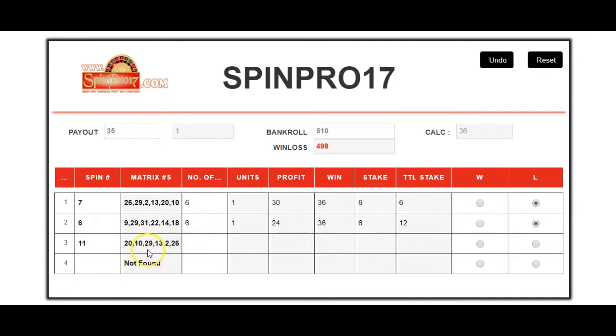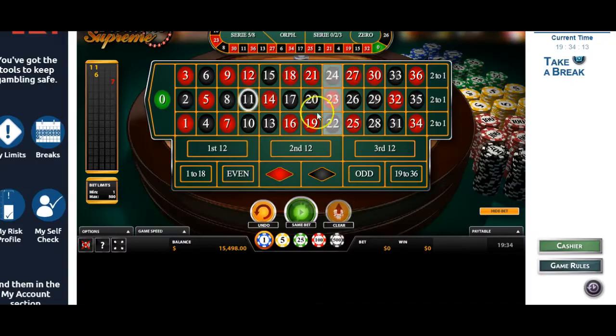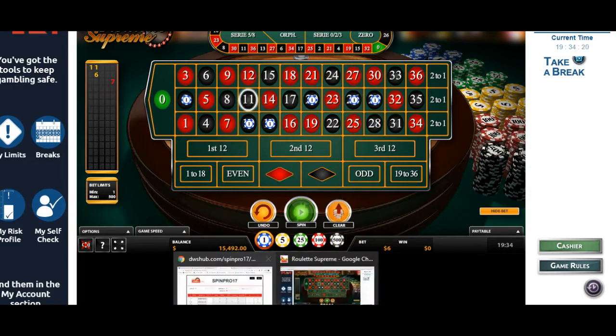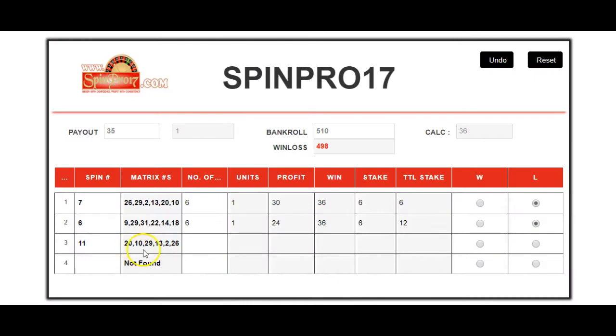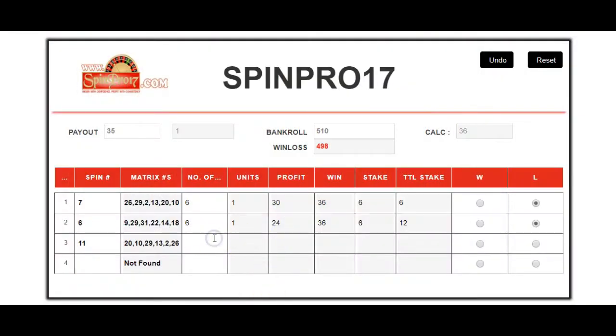Once you have put these in, if you put number 11 here, these numbers are going to change. Even though there were original numbers here, they changed because we actually clicked on this by accident, that's okay. So 20, 10, 29. I'll take care of that. It should be the same thing, right? 20, 10, 29, 13, 2, and 26. Same 6 it's asking for, right? Make sure you put in the 6 here.